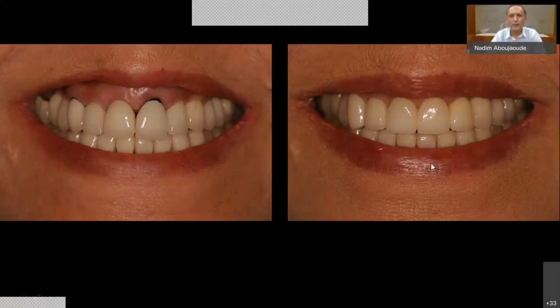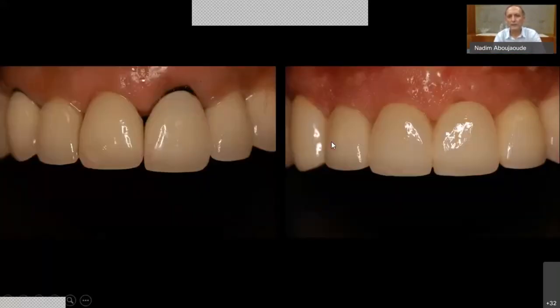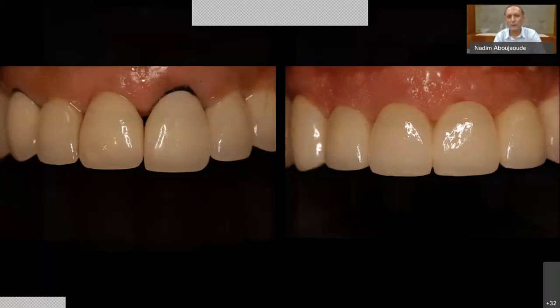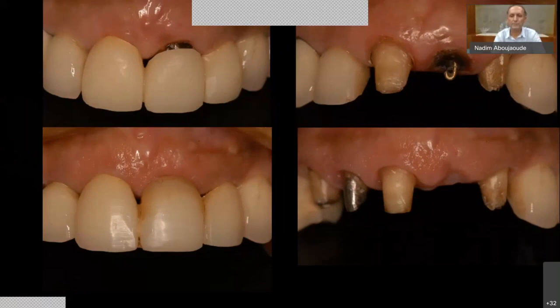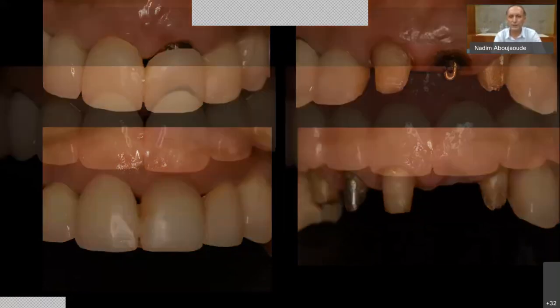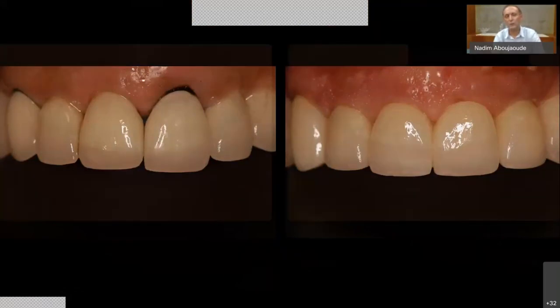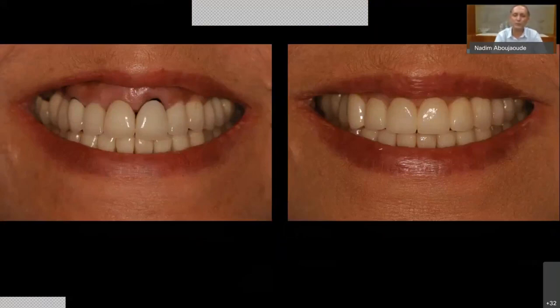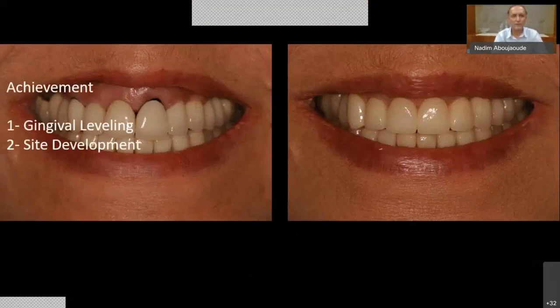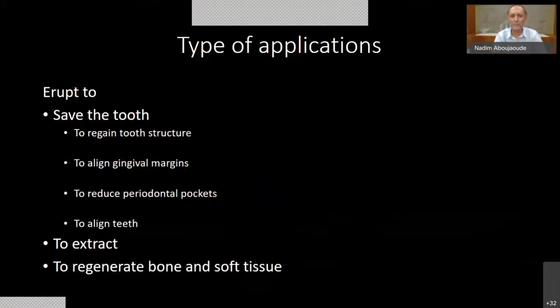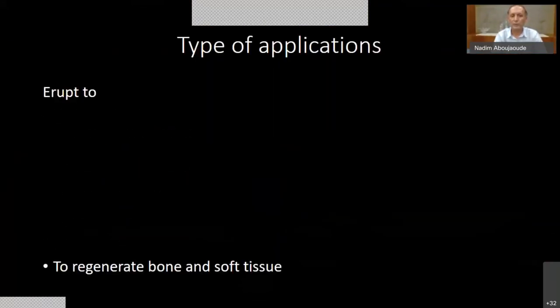As you can see, this is how much we gained in erupting for extraction. This is the pontic that we recreated by eruption, ending up with a healthy smile for the patient, without extraction, without bone graft, and modeling with the root that was fractured. So gingival leveling, site development, everything can happen. We can also regenerate bone and tissue.